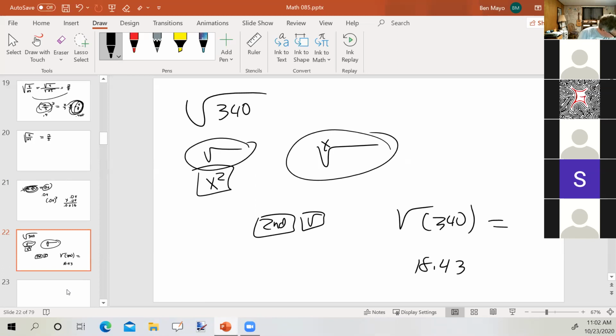Let's see, it says 4 decimal places. So 18.439088891, but that would be the 4th decimal place. So how do you round? You go one more place to the right, the 8 rounds up. So I'd have 18.4391. That would be my approximate answer to 4 decimal places of the square root of 340. All right with that?